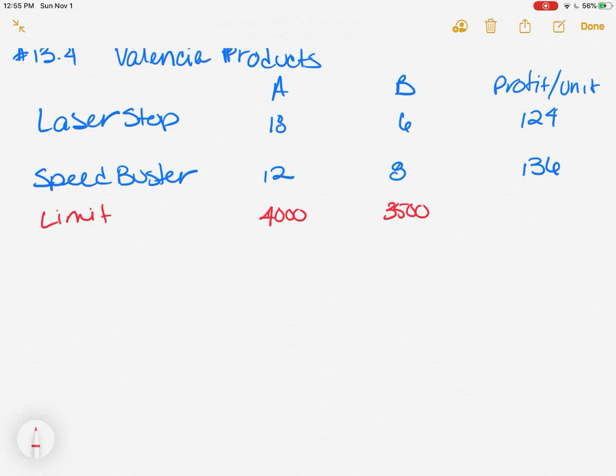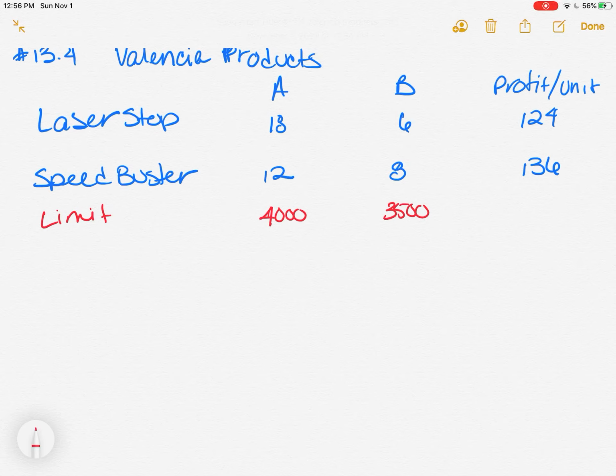They also tell us that the components for these products come from two suppliers. Supplier A is limited to 4,000 components, and supplier B is limited to 3,500 components. We know limited to means less than or equal to; it cannot exceed that amount. So now, given all this information, let's set up this model.